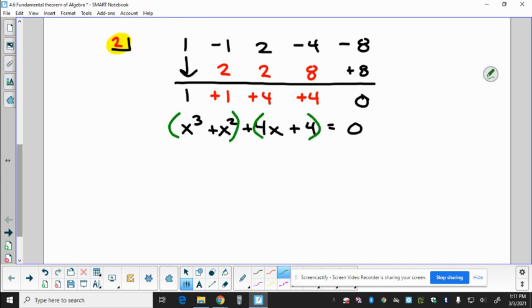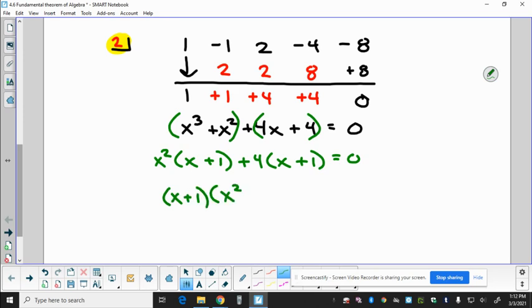Let's try it. Let's take out an x squared. Okay, let's take out a 4 as the greatest common factor. Okay, this one will work. You see we have an x plus 1 as a common factor. And then x squared plus 4 remaining.